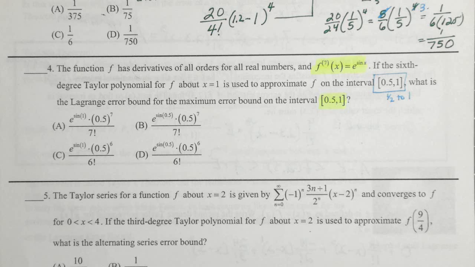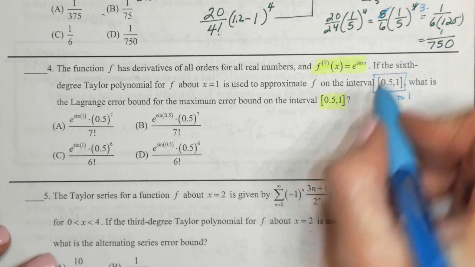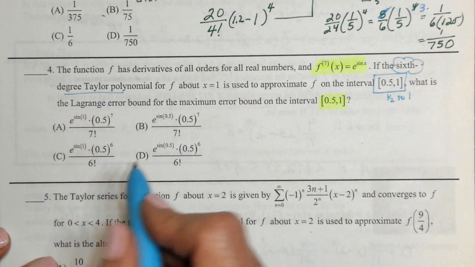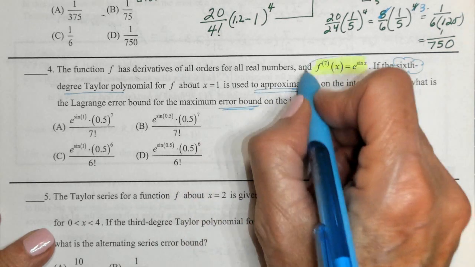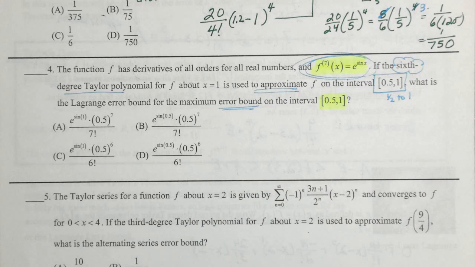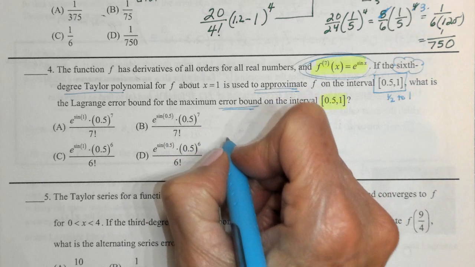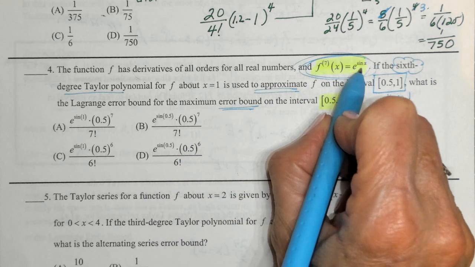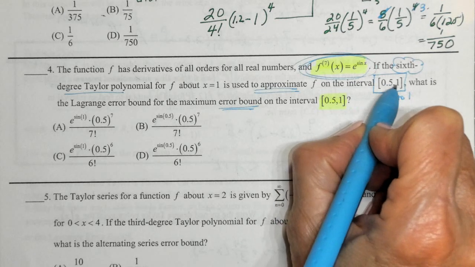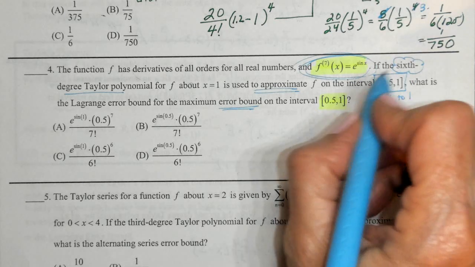So of all the approximations from 0.5 to 1, which is the highest? Since we're using the 6th degree Taylor for the approximation, the maximum error will have the 7th degree derivative in it, right? So I need to consider what is the maximum error. What is the maximum that this thing can be on this interval? So let's think about that.